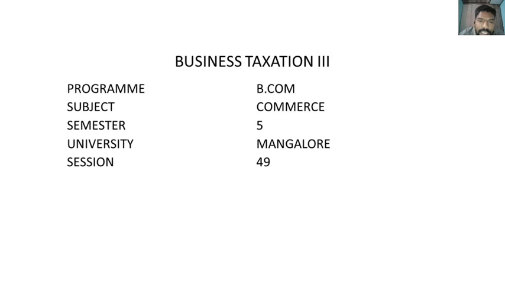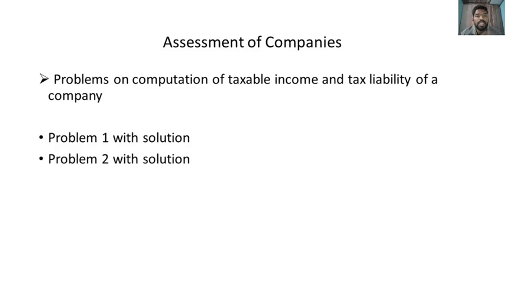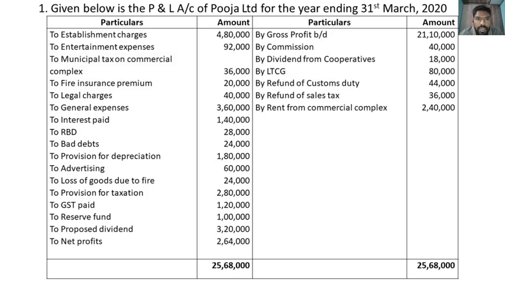In this session, I'm going to explain problems on computation of taxable income and tax liability of a company. There are two problems with solution. First one: given below is the profit and loss account of Pooja Limited for the year ending 31st March 2020.